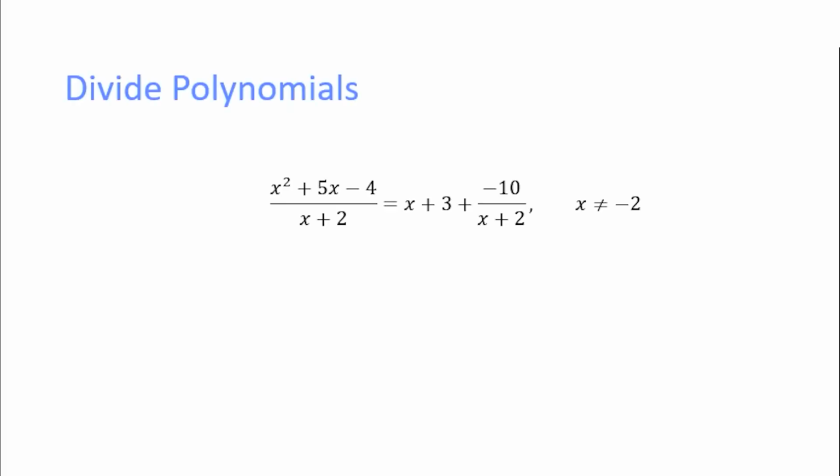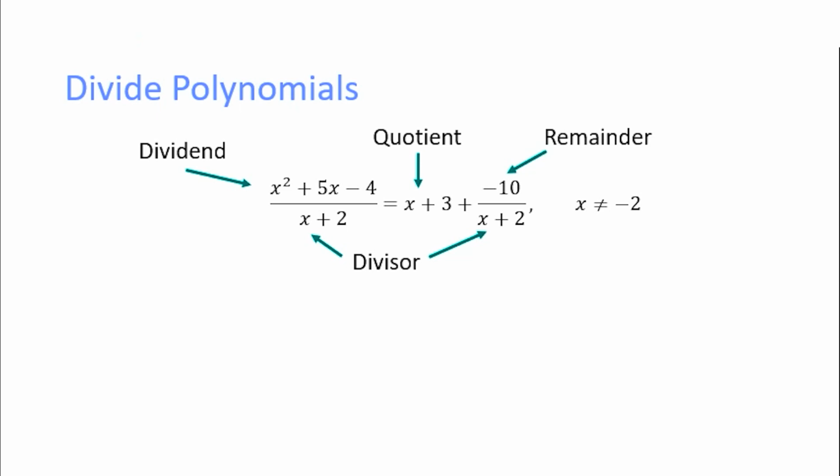So let's see how dividing polynomials works. First of all, we need to get familiar with the key terms that we're going to use. Dividend is the polynomial that I will divide. Divisor is the polynomial I divide by. The quotient is the polynomial that I get after the division, and the remainder is whatever remains.